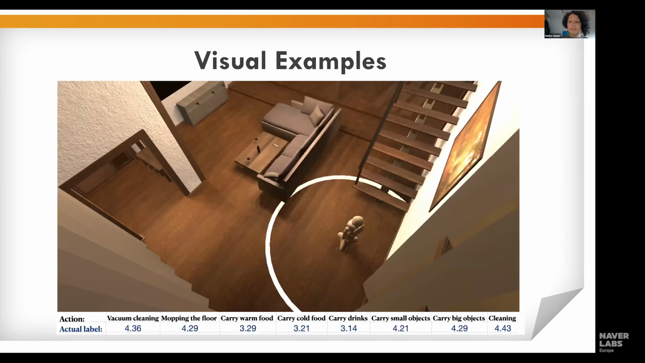And here are some visual examples. This is a very extreme case. The robot is alone in the living room, so there is no one around, and therefore the label provided by the annotators is that almost all of the things are appropriate. Perhaps carrying food is not as appropriate because there's no one around, but everything else seems quite appropriate.